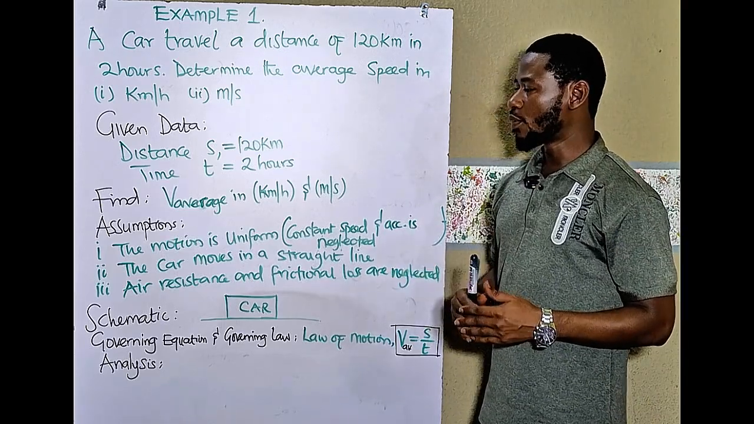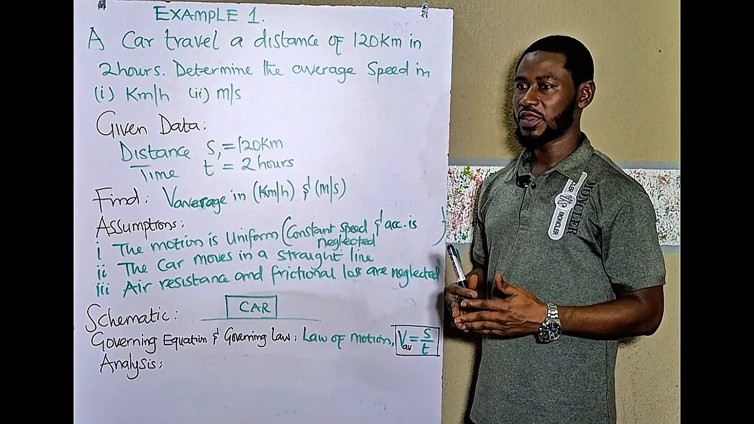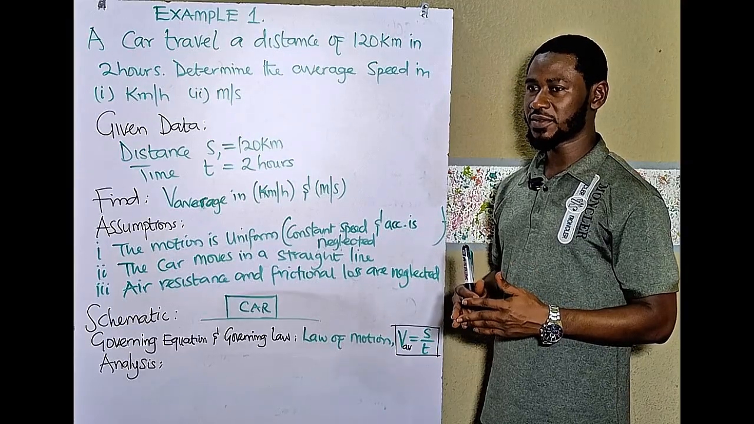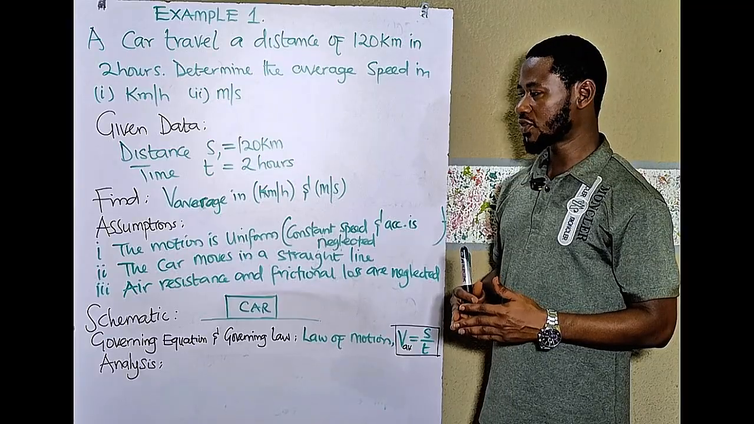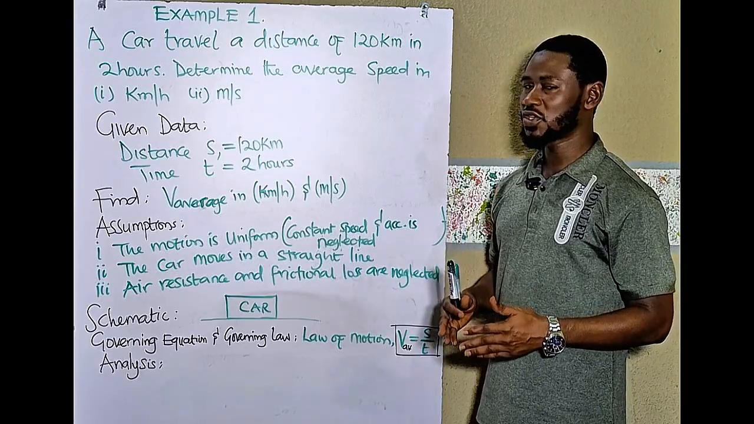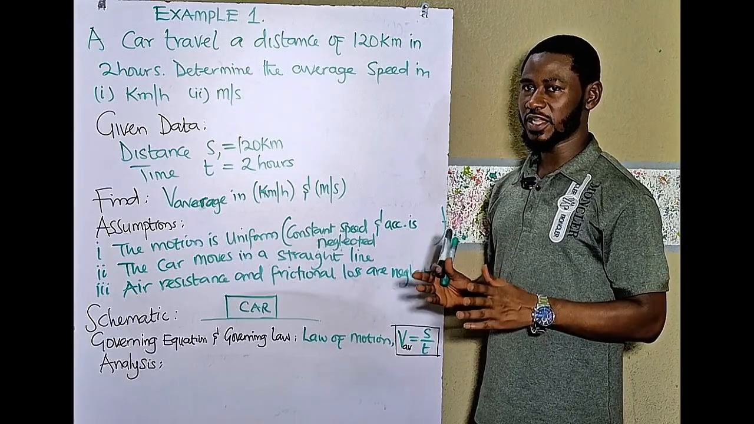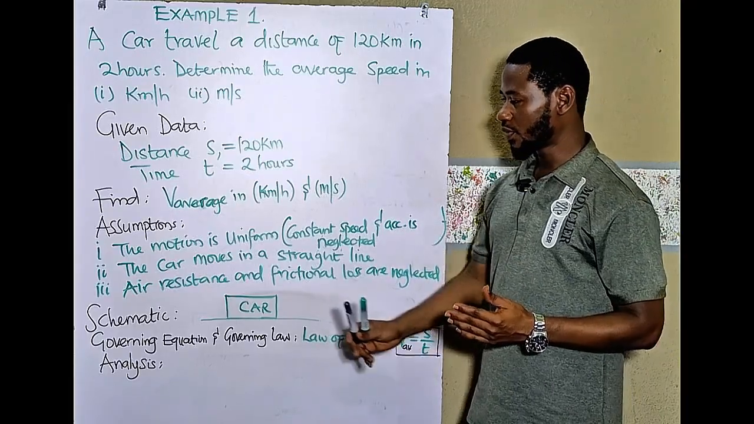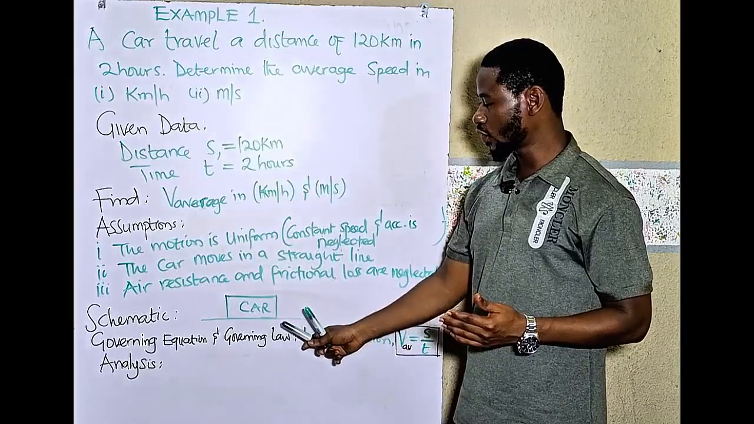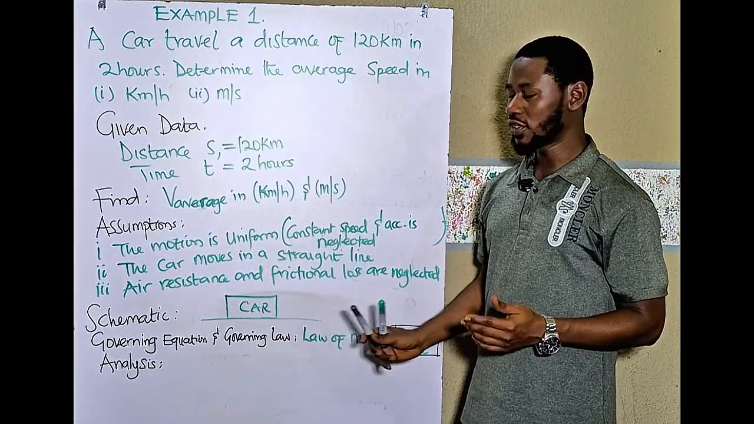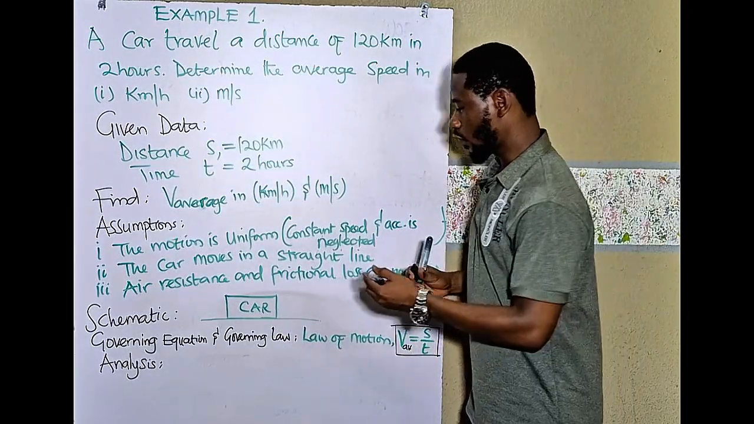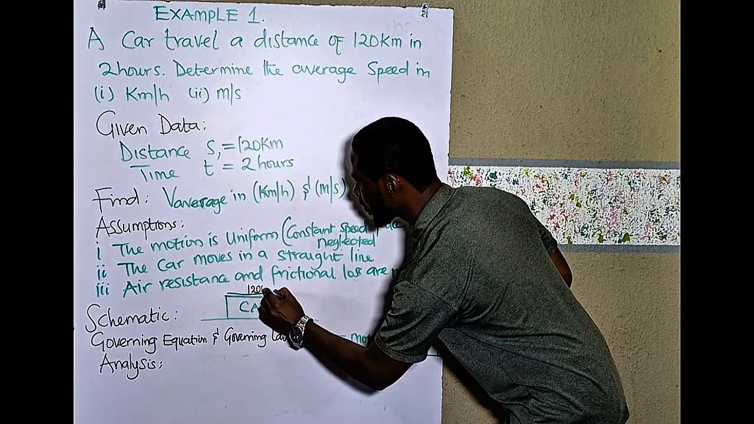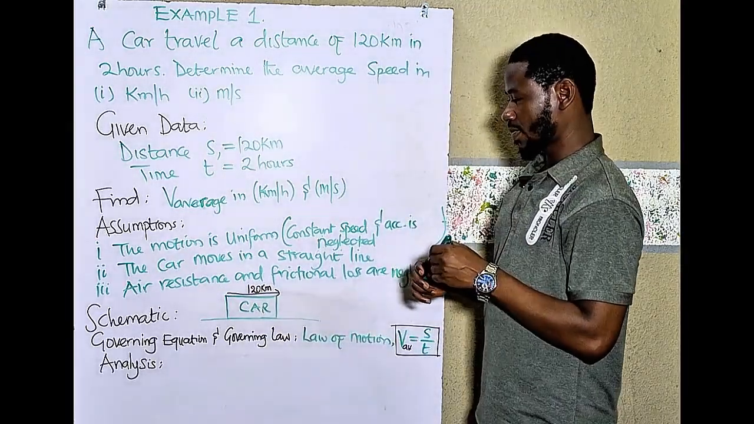Assumptions. The motion is uniform. The second assumption is the car moves in a straight line. And the third assumption is air resistance and frictional losses are neglected. Then the next step is to bring out a schematic. This is a schematic that shows how the car moves along a straight line with a distance of 120 kilometer.